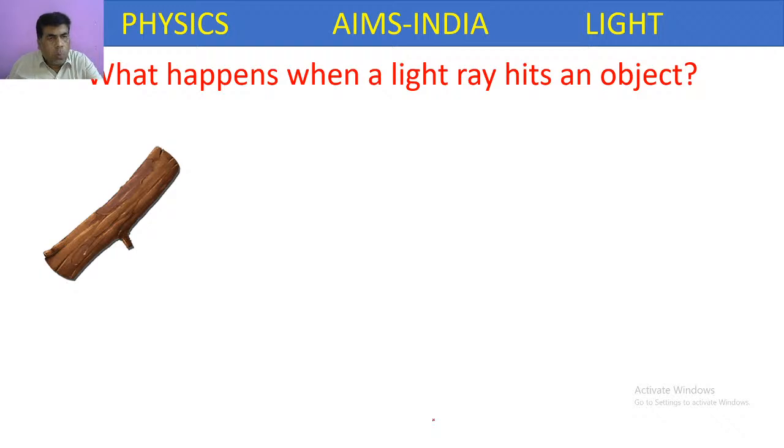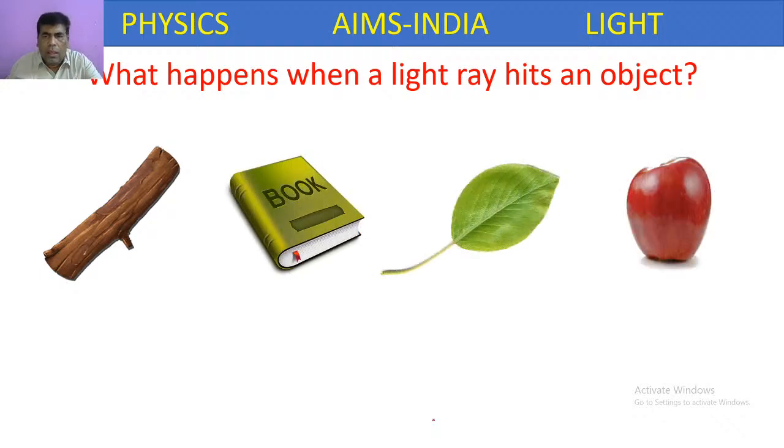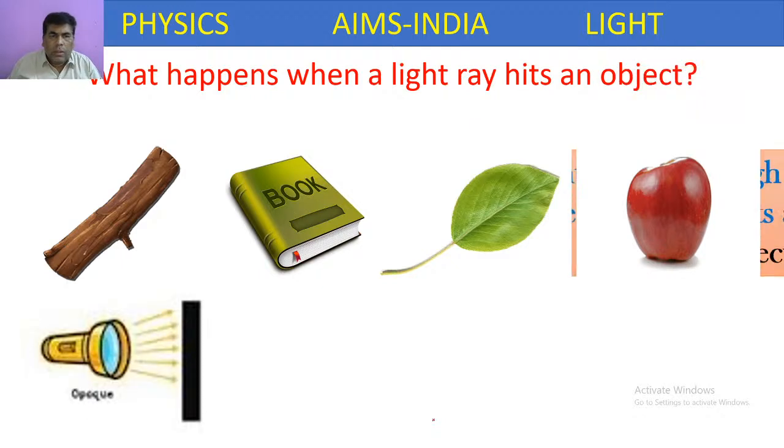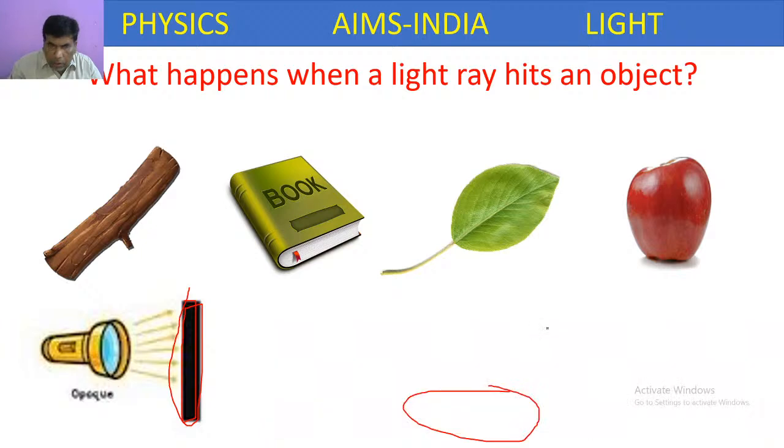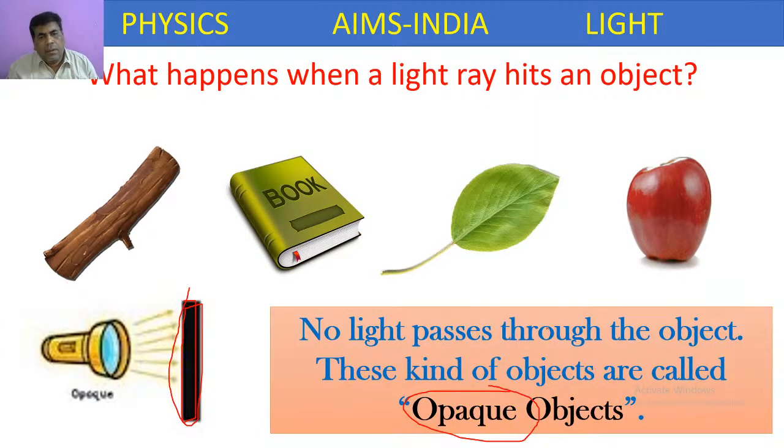So next, if we take objects like wood, book, leaf, apple, what do they do? They won't allow any light to pass through them. They will block the light. So if anybody is standing on the opposite end of these kinds of objects, they cannot observe this side of the objects. These objects are called opaque objects. According to the passage of light rays, objects are divided into three types: transparent, translucent, and opaque. Transparent means they completely allow the light. Translucent means they partially allow the light. Opaque means they won't allow any light.